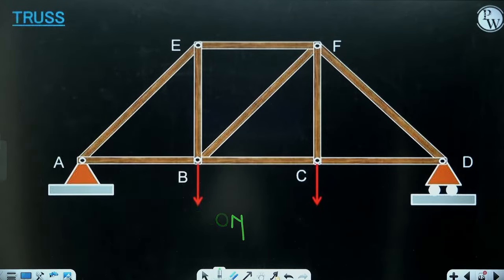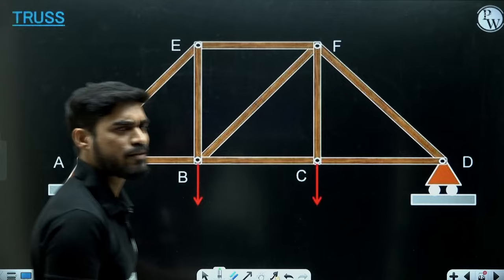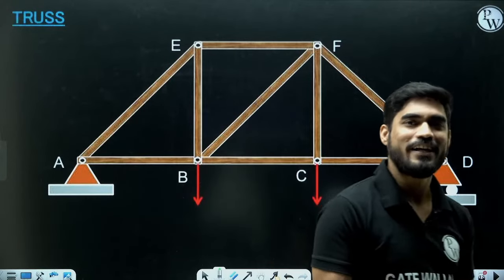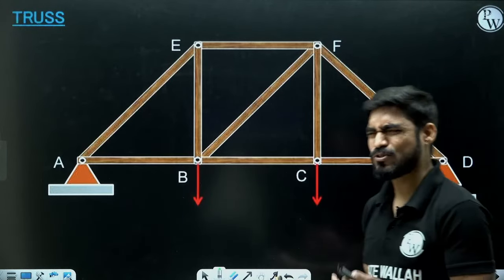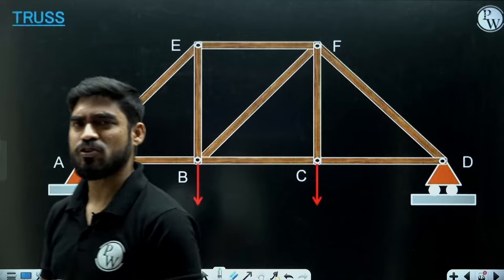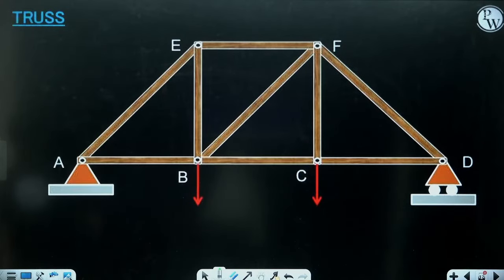So that is why we ignore the weight of the members, so that our calculation becomes easy. Because ultimately we need to find the force in each member quickly. So that's why the members are assumed to be weightless. Practically it is not possible. Practically these members are not exactly weightless, but their weights are so little compared to the forces acting on them that we can ignore these weights.